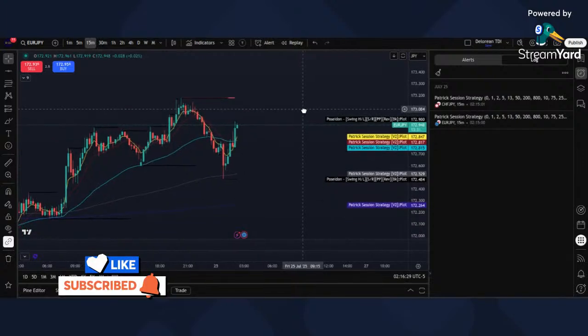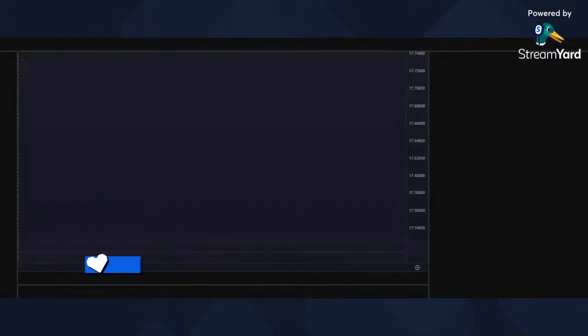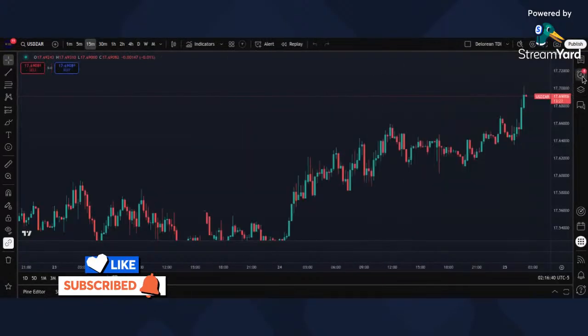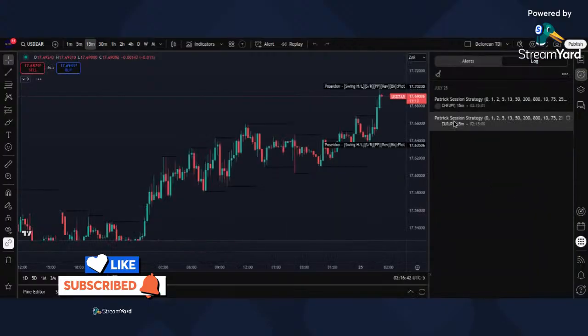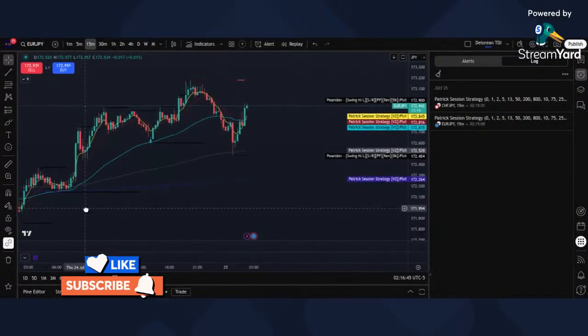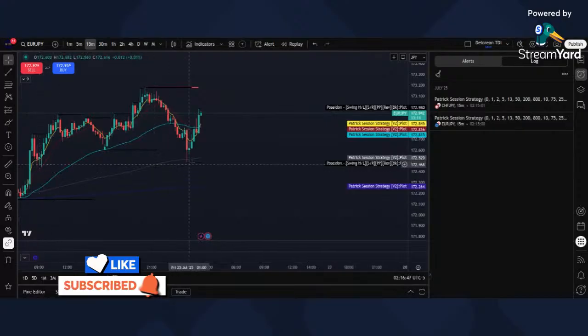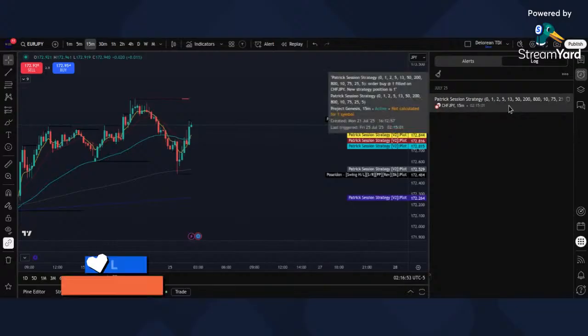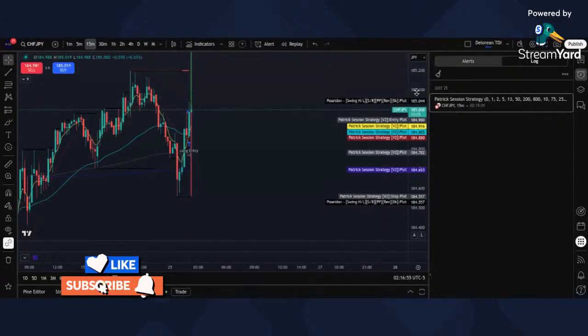It looks like the trade invalidated itself. It's not showing up. We refresh, just to make sure I'm not going crazy here. Yeah, Euro Japanese yen invalidated itself, so that is no longer a valid trade. Let's go to the Swiss franc versus the Japanese yen.